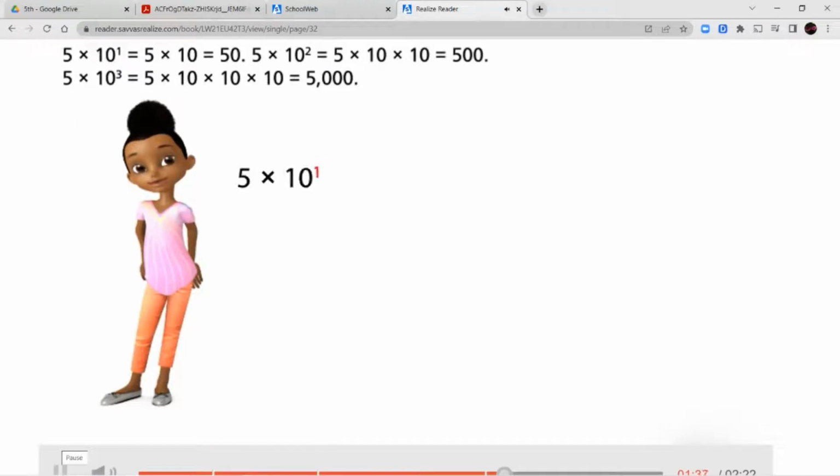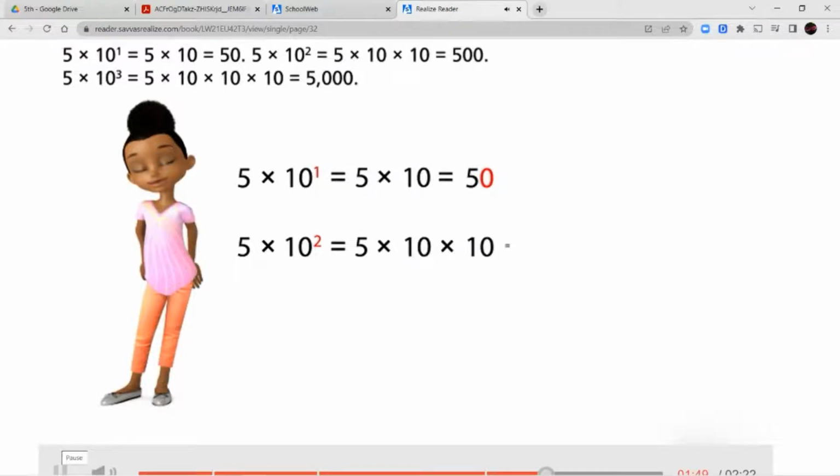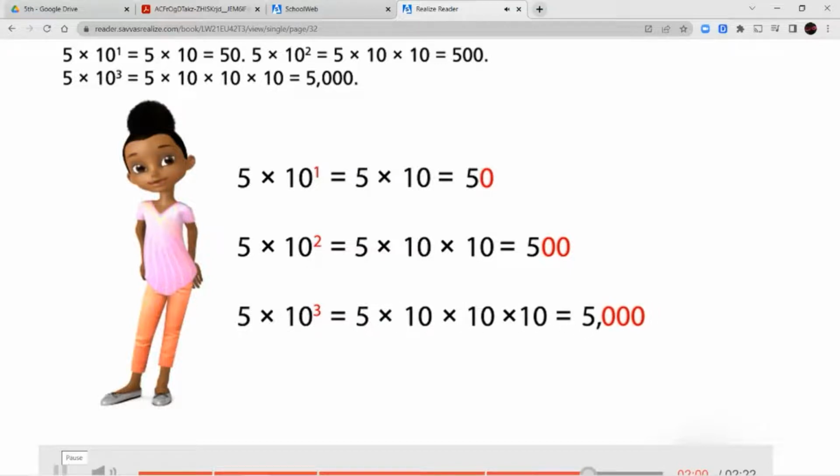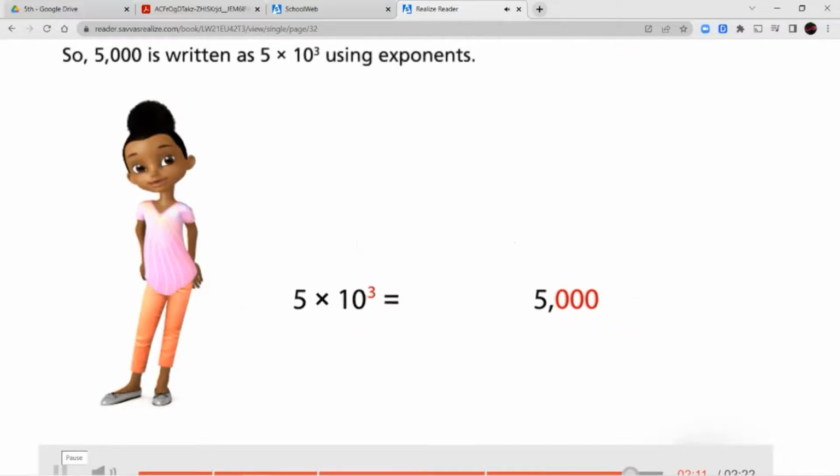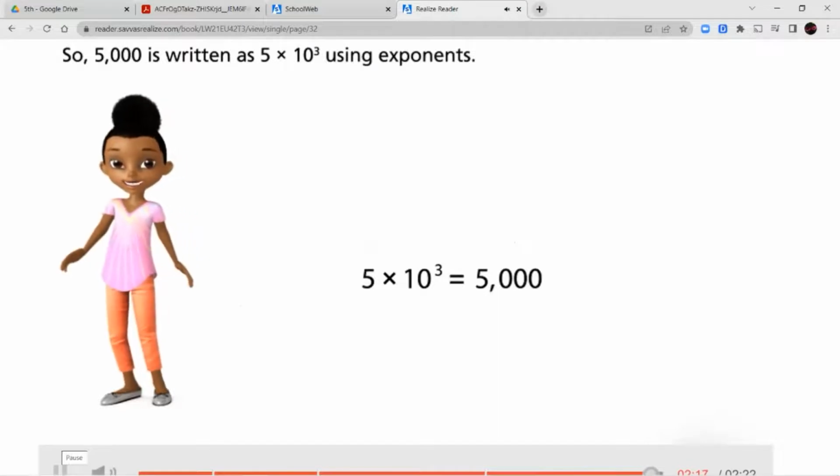5 times 10 to the first power equals 5 times 10 equals 50. 5 times 10 to the second power equals 5 times 10 times 10 equals 500. 5 times 10 to the third power equals 5 times 10 times 10 times 10 equals 5,000. What pattern do you notice? The number of zeros in the product is the same as the exponent. So 5,000 is written as 5 times 10 to the third power using exponents.